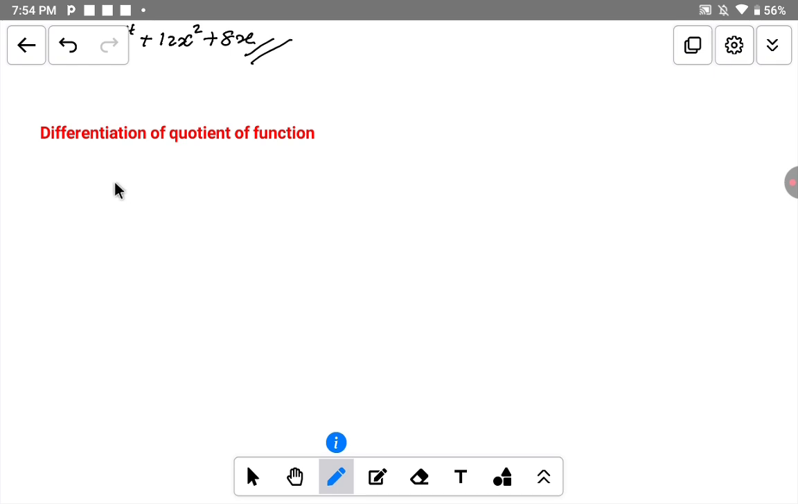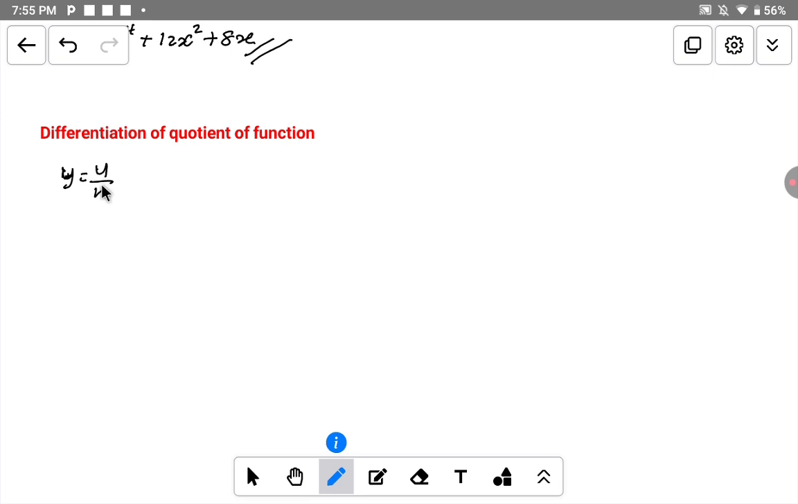Now let's go through how to identify and solve questions on the quotient rule. The quotient rule has a general form. For example, if an expression is given as y equals u over v, where quotient means division, and the question asks you to differentiate y.